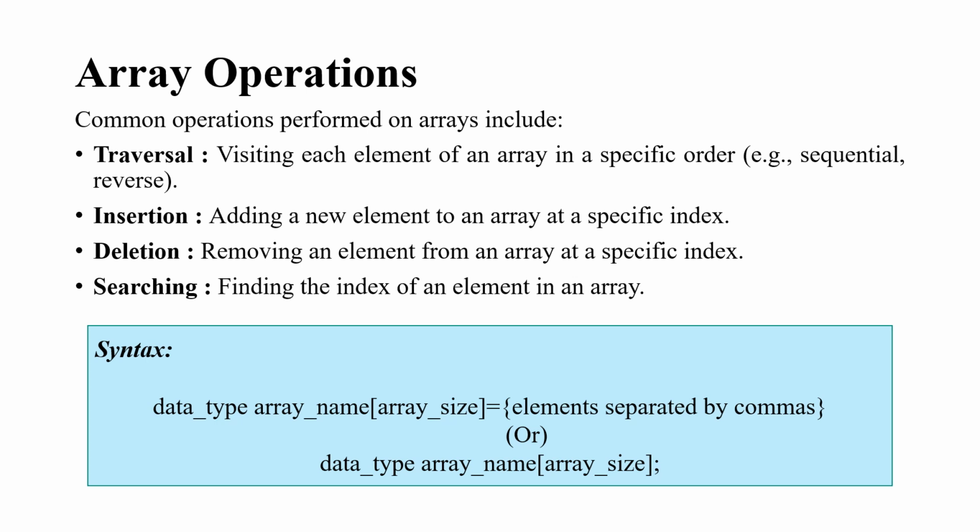Next, we're going to see about array operations. There are different types of operations in an array: traversal, insertion, deletion, and searching. Traversal means visiting each element of an array in a specific order.